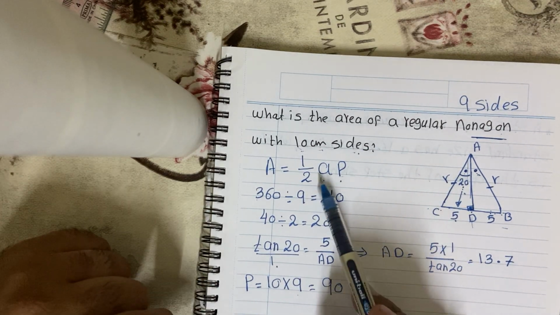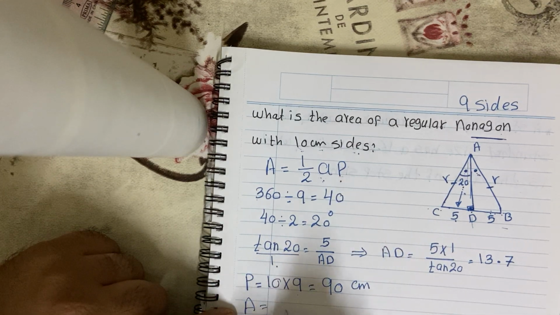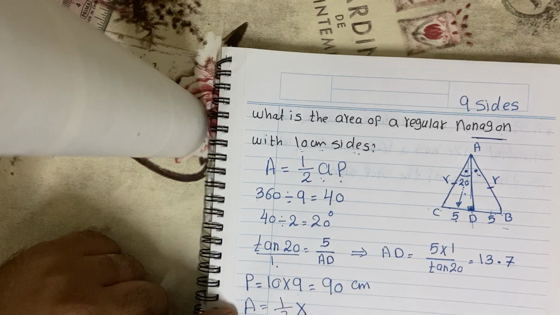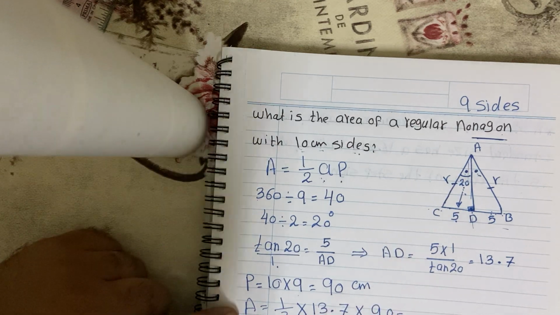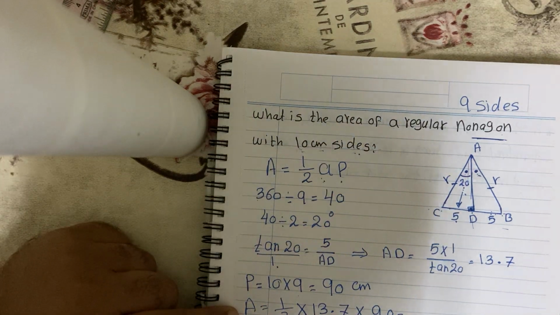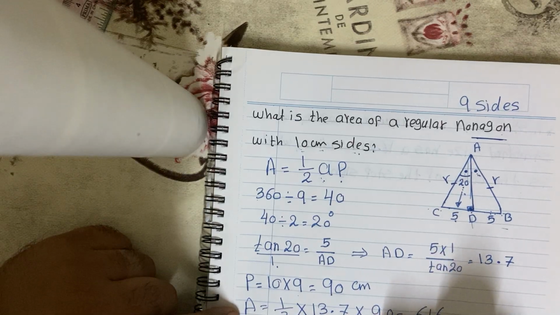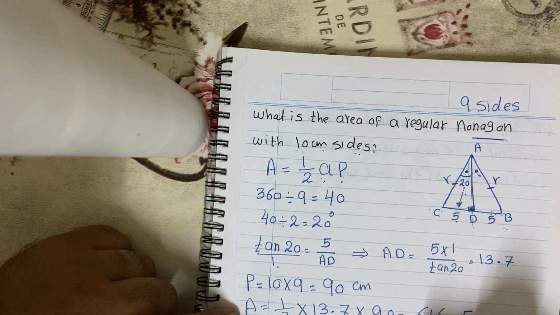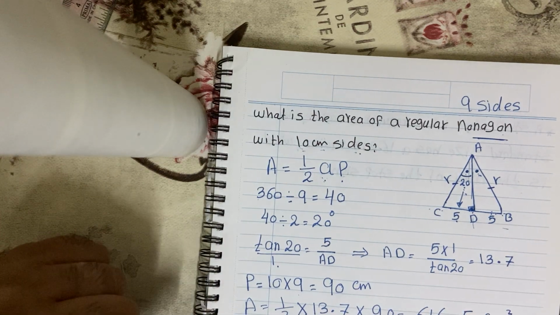Now we have the apothem and the perimeter. So the area equals half times the apothem, 13.7, times 90. Half times 13.7 times 90 will be 616.5 centimeters square. This is the area.